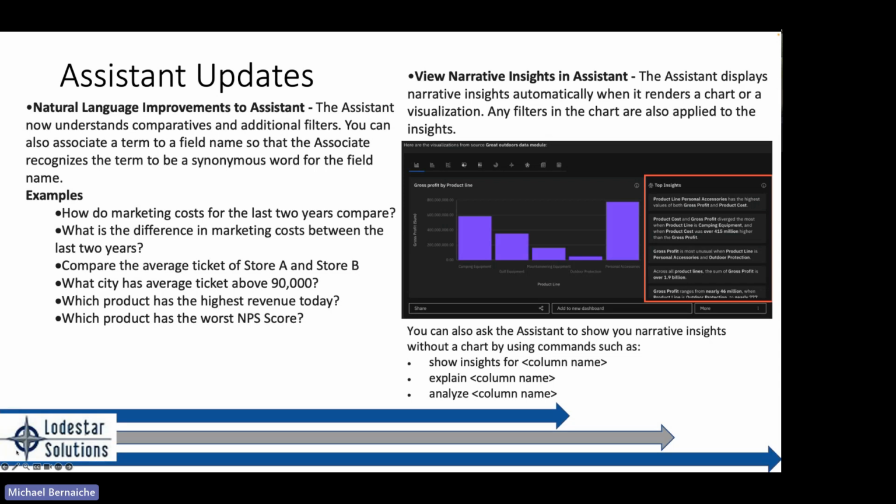And then you can also do certain things like show insights for a specific column name or analyze a specific column name, which again gives that user and the folks who need that information the ability to get it much quicker, to dig in easier, and provide just great, easy updates for everybody.